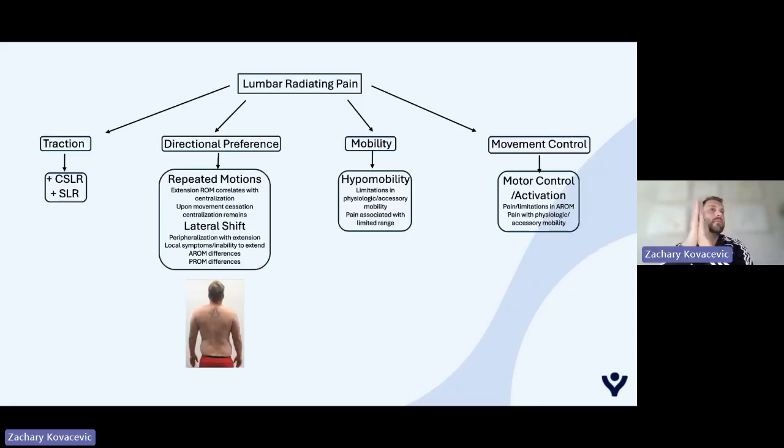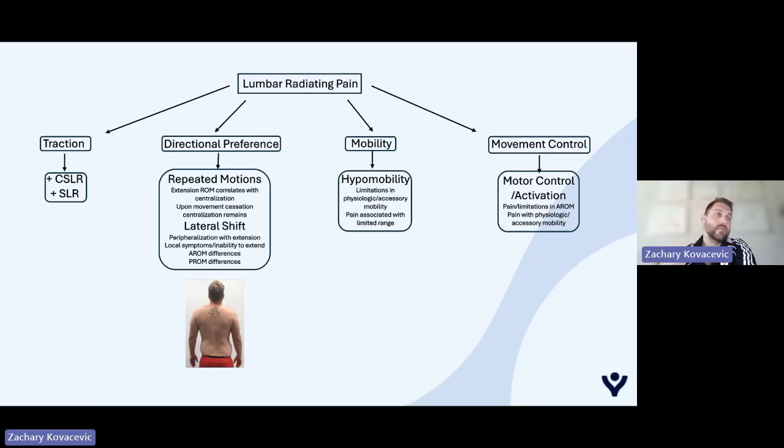So here's a diagram. Follow along if you could, please. We'll start at the left, which is traction. The folks that benefit from traction are the ones that have a positive straight leg raise and a positive cross straight leg raise, right? The straight leg raise is super sensitive. It's 95% sensitivity, meaning that if they're negative on the straight leg raise, you can be highly certain that they don't have anything involving symptomatic discogenic pain, right?